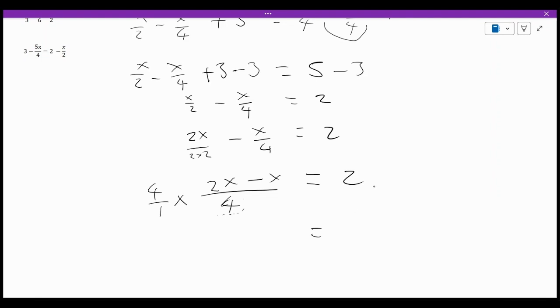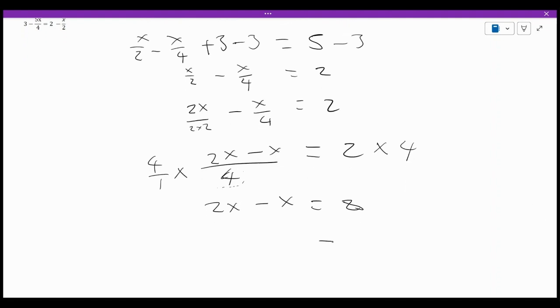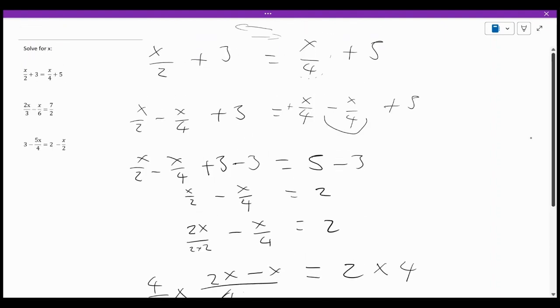Therefore, we're going to say 2 times 4. And then we're just going to be left with 2x minus x. 2 times 4, that's just 8. And then 2x minus x, that's x. And the answer is 8.